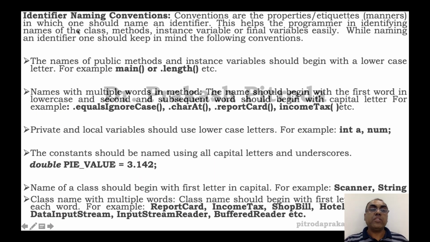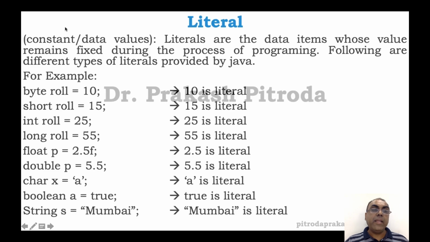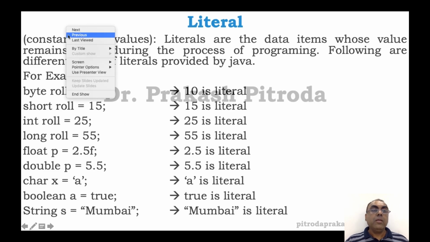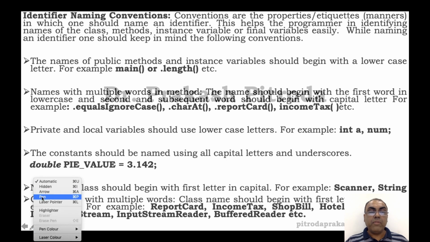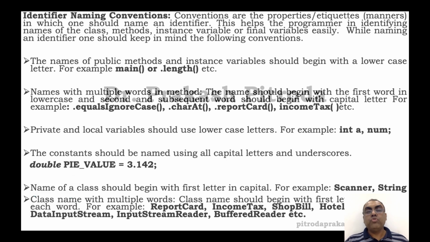Identifier naming convention. Now conventions are nothing but etiquettes and manners. So when you are writing a variable, you have to follow the rule definitely, but also there are certain manners. We call them certain etiquettes and manners. I'll give you a simple example.